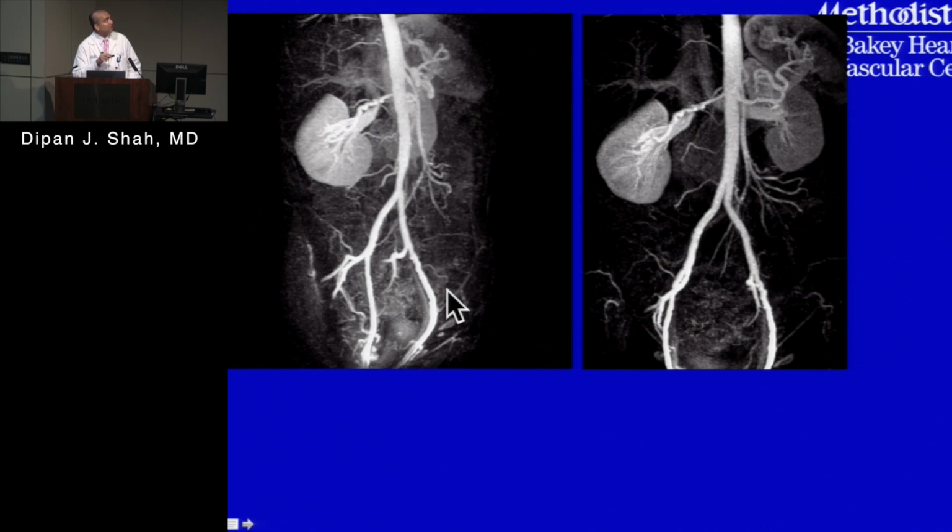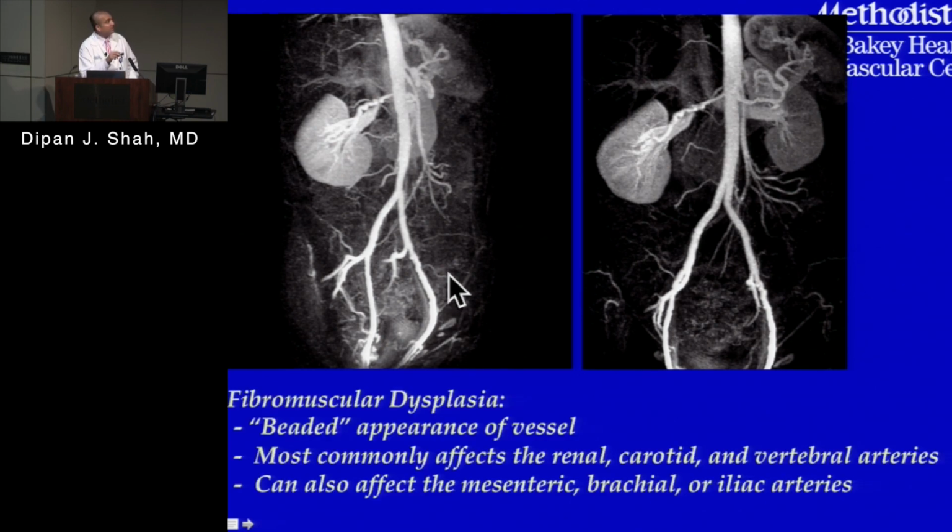Okay, so orientation-wise, this is going to be the right, this is going to be the left. Okay, so the right renal, exactly. So what do you have? This kind of beaded appearance, right? When you see that, what does that raise suspicion for? Fibromuscular dysplasia, right?